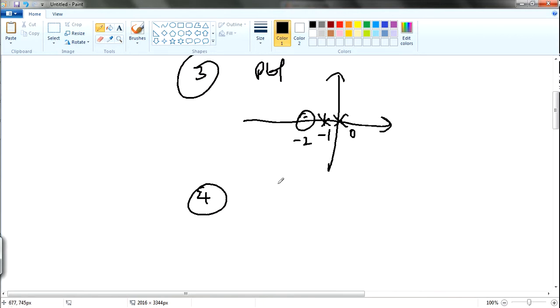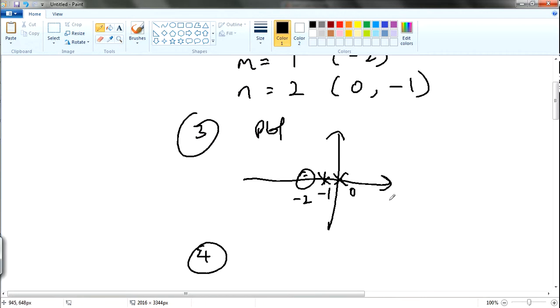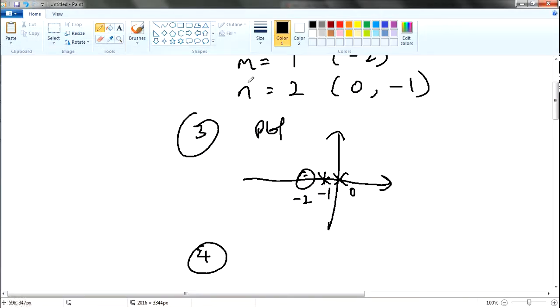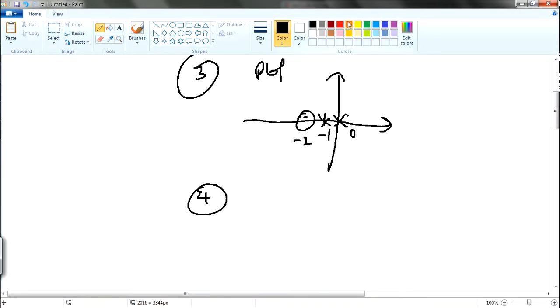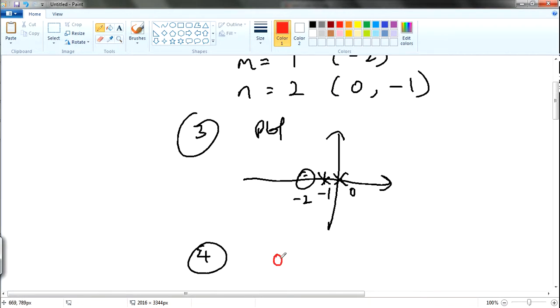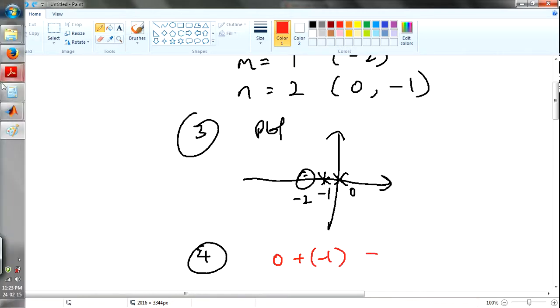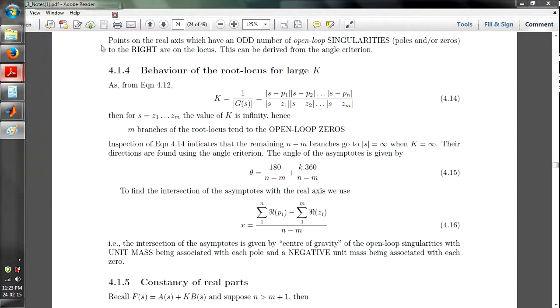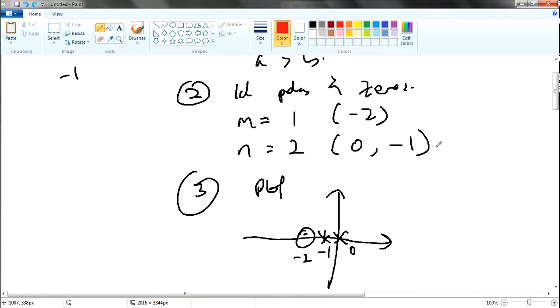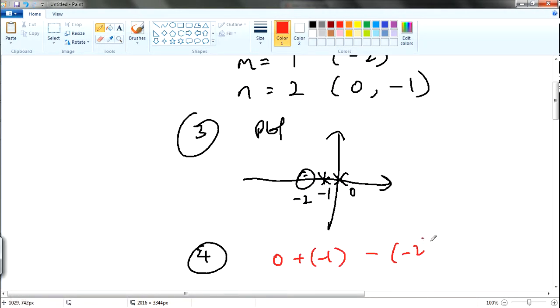So what you're going to do is to see, this is rule 4. This is the center of gravity, the sum of the real poles minus the sum of the real zeros. So in this case, the real poles are what? The poles are actually 0 and minus 1. So if you sum it up, it will be 0 plus minus 1. And then minus the sum of the zeros. In this case, the zero is minus 2 only, right? So therefore, it's minus 2.